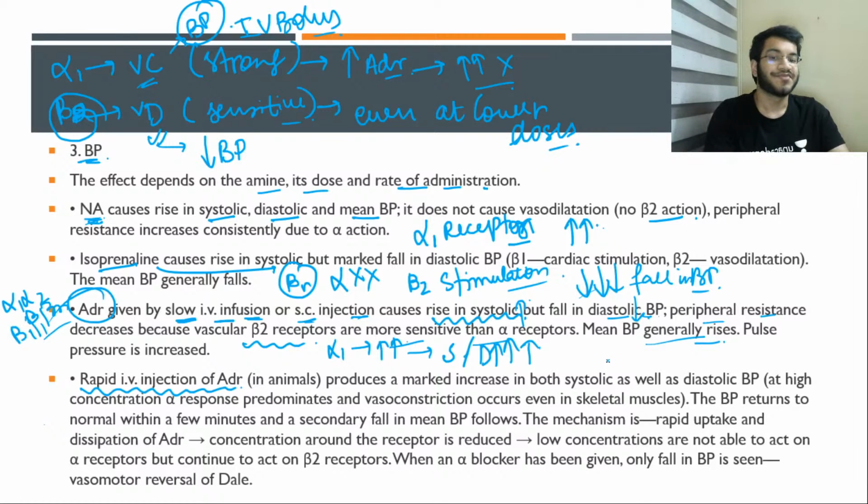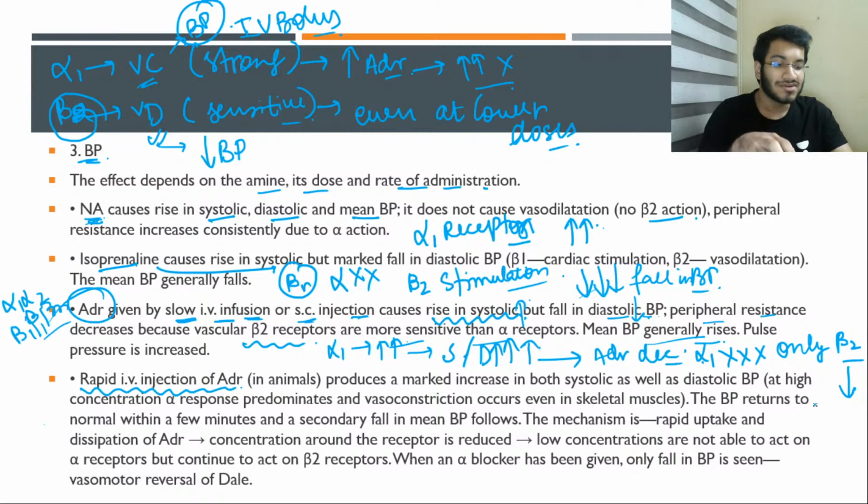After few minutes there will be a secondary fall in BP because the amount of adrenaline will decrease and thus now no alpha 1 will be stimulated. Only beta 2 receptor will get its stimulation because एड्रेनलिन की अमाउंट हमारी बॉडी में बहुत ज्यादा कम हो चुकी है, राइट. The BP returns to the normal within a few minutes and a secondary fall is seen, and this is because only beta 2 receptors are stimulated. इसका ग्राफ बना के समझाता हूं मैं आपको. This is the most important thing.